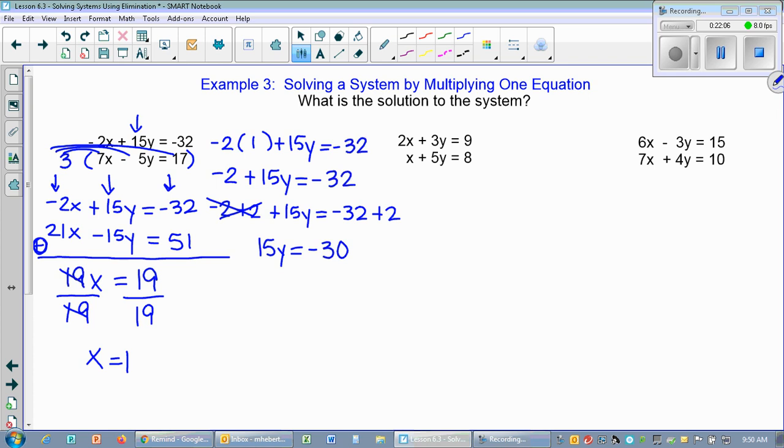I will then divide each side by a positive 15, so I can isolate the y with a coefficient of 1. And negative 30 divided by 15 is a negative 2. So my final answer is x is equal to 1 and y is equal to negative 2.